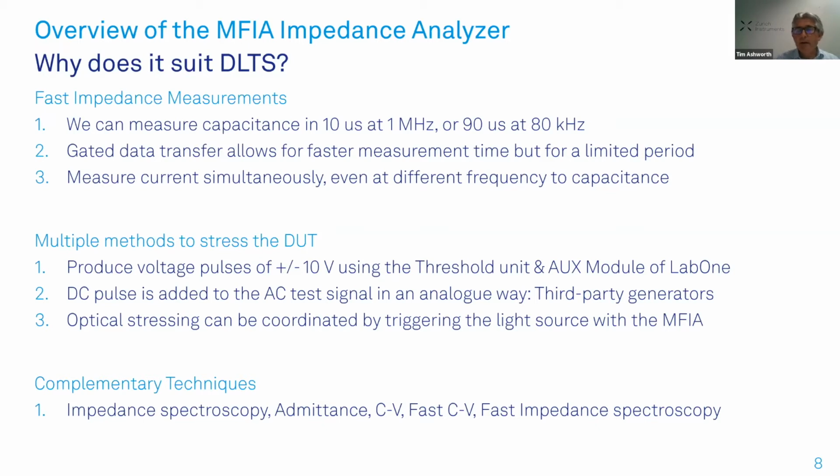And then finally, I think Ramon put it very nicely, the complementary techniques that you can work with DLTS, such as impedance spectroscopy, admittance spectroscopy, so thermal admittance spectroscopy in Ramon's case, CV measurements, fast CV, and also fast impedance spectroscopy. Fast refers really to the fact that we measure at the limit of the instrument, so on the tens of microsecond scale.